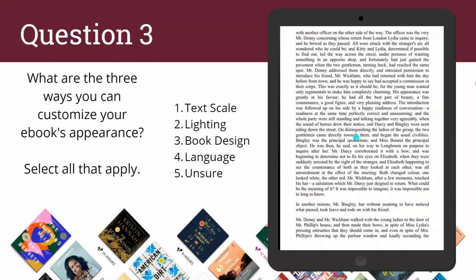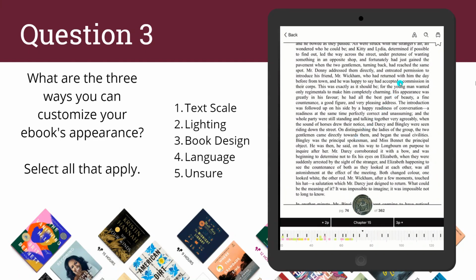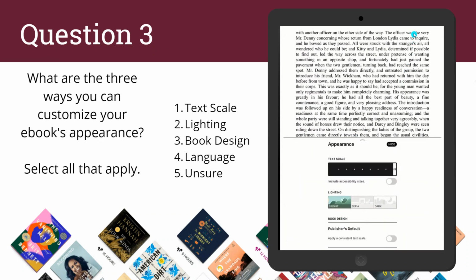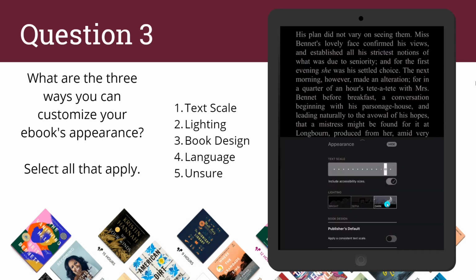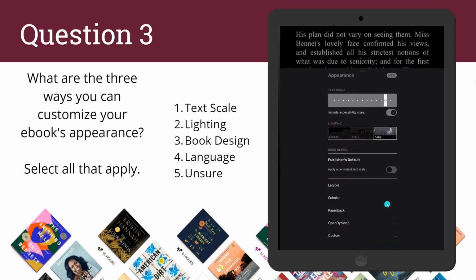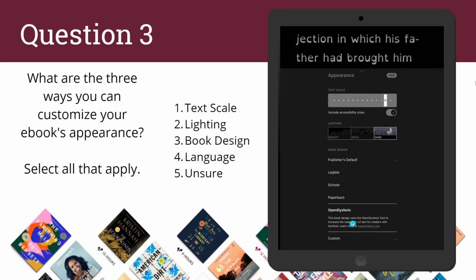So when you want to change your appearance settings in an ebook, tap in the center of the screen and then tap the A icon. From here, you can change the font size, so every ebook can be a large print book. You can also change the lighting. Bright is the default, but you can find what you like best for your eyes. And finally, you can change the book design or the font the book is presented in. There are 5 pre-made fonts, but you also have the option to customize your font, which includes spacing between lines of text.